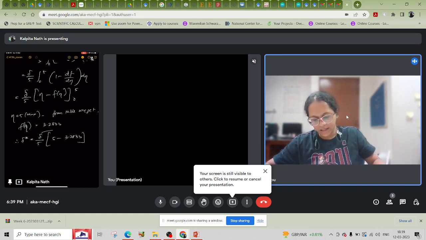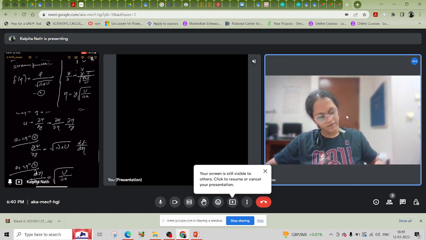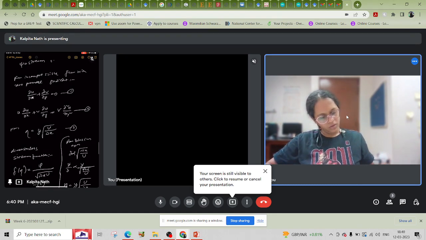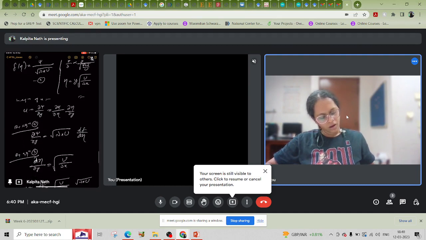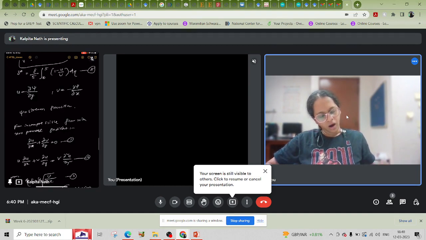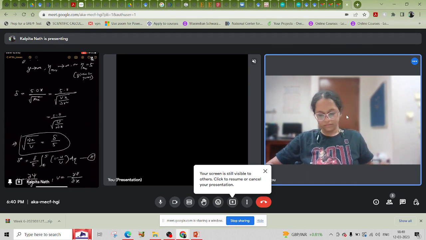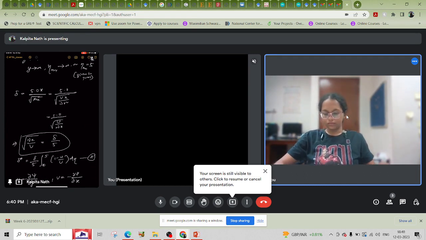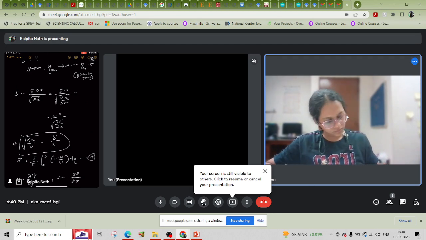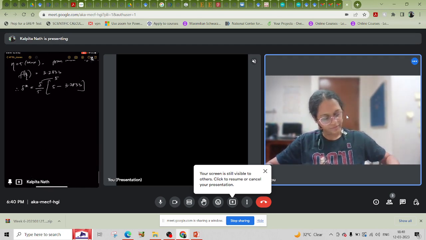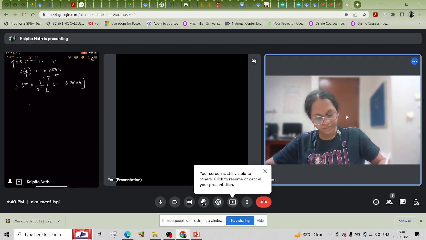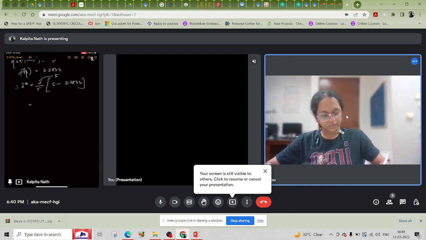And this delta is 5. Delta cannot be more than 5, maximum delta is 5. So delta star is 1.716.